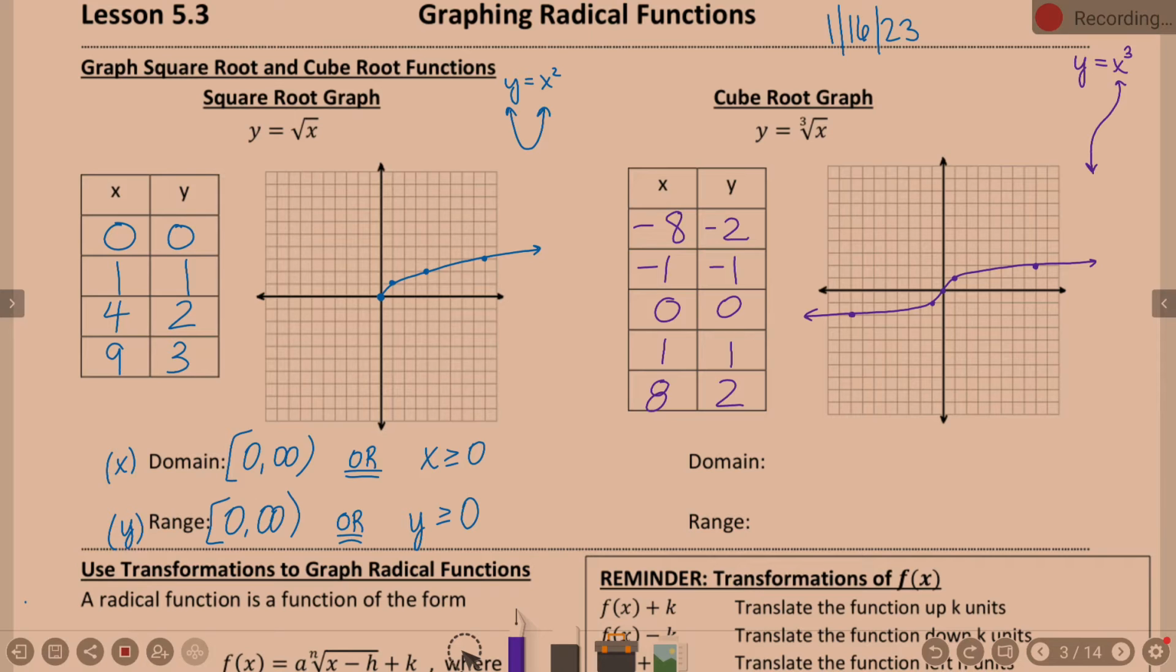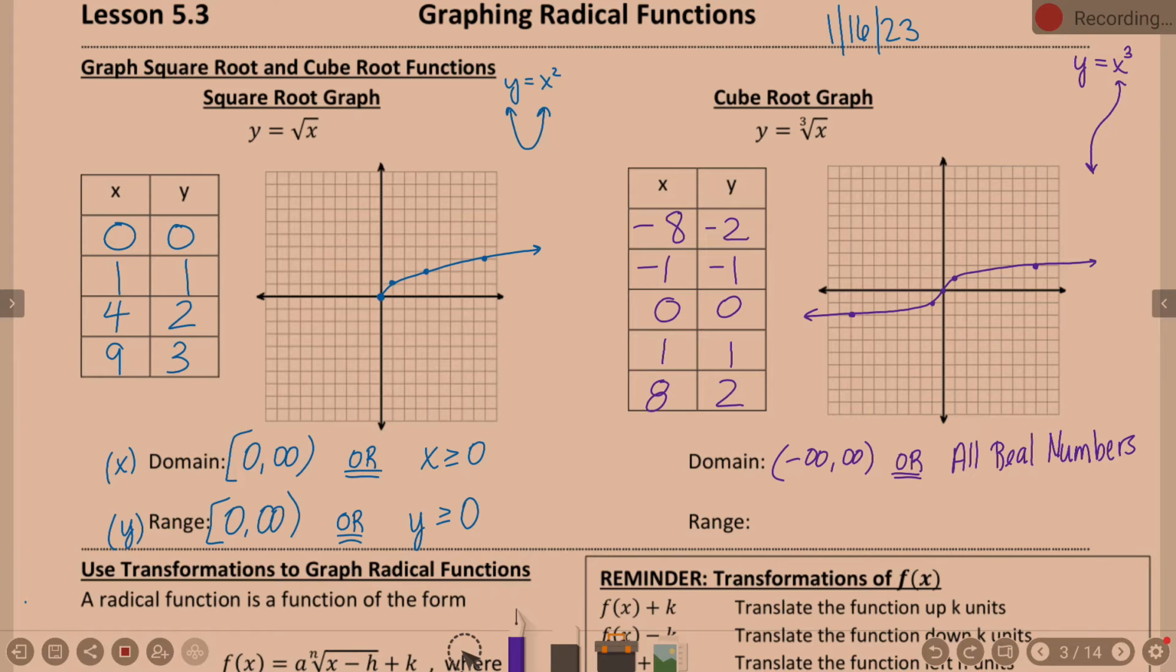Okay, back to our cube root. Let's talk domain and range. Domain: x is how far left, how far right? My graph is going infinitely left and infinitely right, so negative infinity to positive infinity. I don't really like to write infinities in my inequalities, so the other option I'll put up here is just the fact that it's going to be all real numbers. All real numbers, because I can take any x and put it in there.